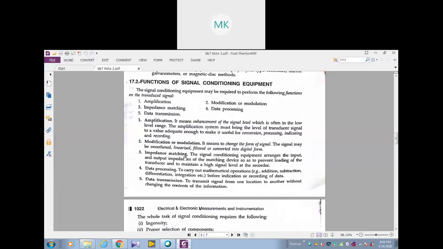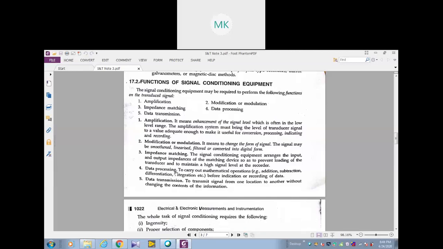Okay, impedance matching. Impedance matching means matching the impedance between the two stages to avoid the loading problem or to make the delivery of the signal perfect. The signal conditioning equipment arranges the input and output impedance of the matching device so as to prevent the loading of the transducer and maintain a high signal level at the recorder.